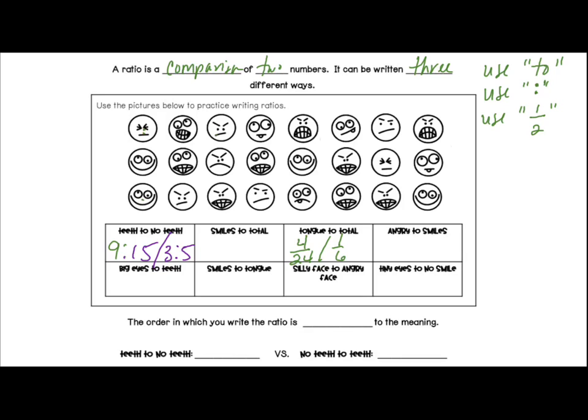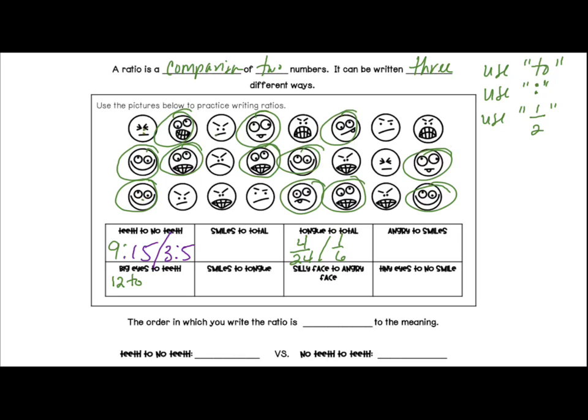So let's count up these big eyes. We've got 1, 2, 3, 4, 5, 6, 7, 8, 9, 10, 11, 12. So I see 12 big eyes. Now I'm going to erase my circles here because some of the ones that have big eyes are also the ones that have teeth. So we're going to be counting them twice, and that's okay.